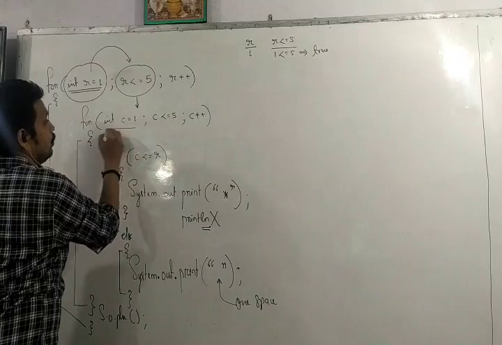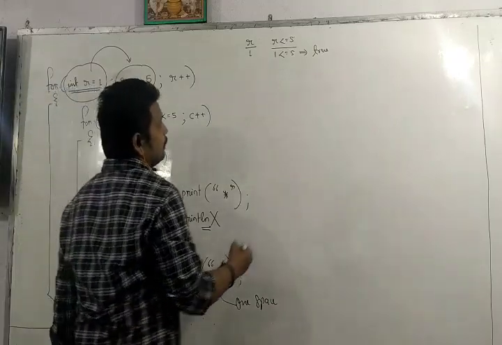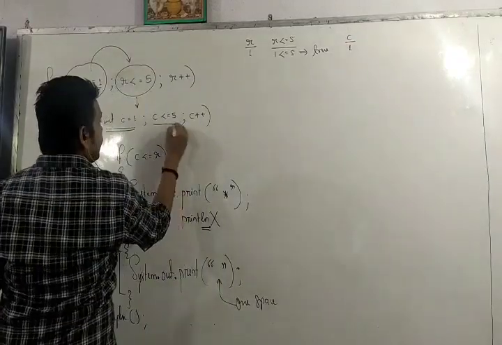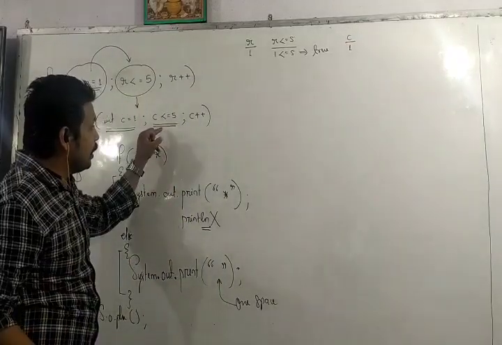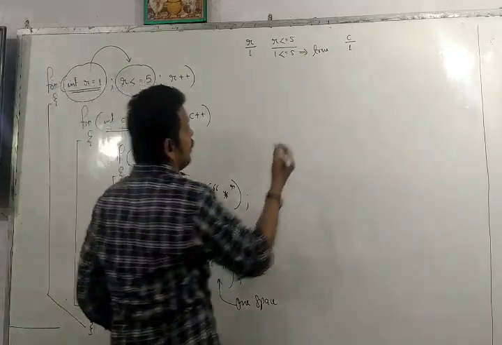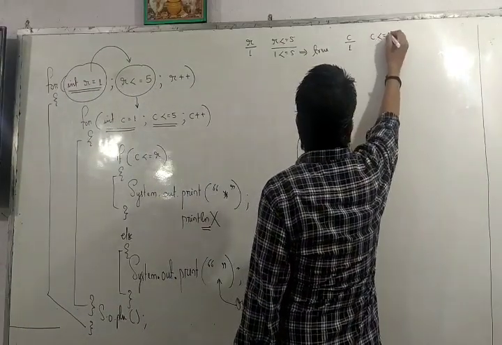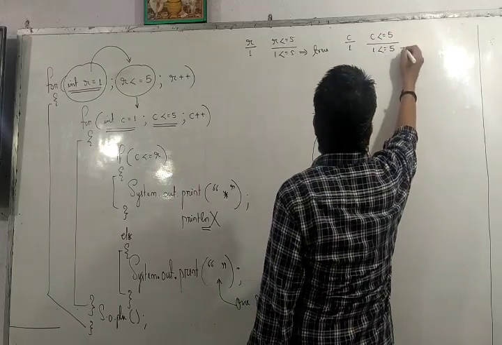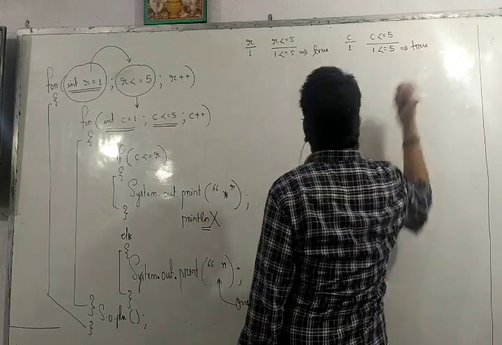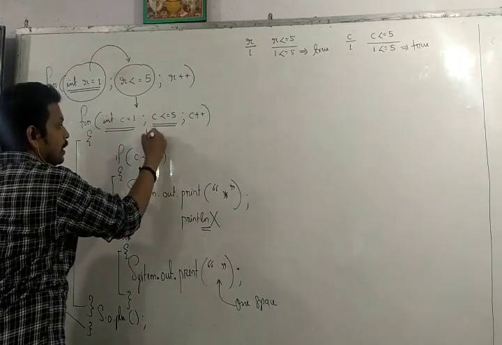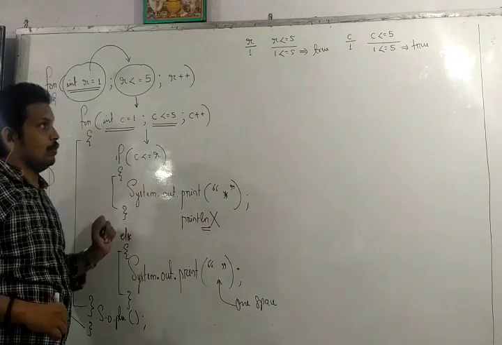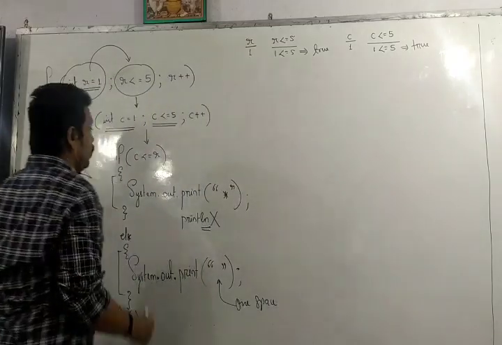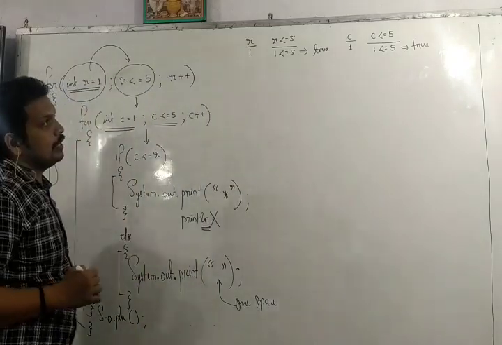Then C is equal to 1. What is the condition? The condition or testing expression of the inner for loop is C less than equal to 5. So C is 1, less than equal to 5. It is true. Then the control will go within the body of the inner for loop, since the condition is giving true. So it will check C is less than equal to R.